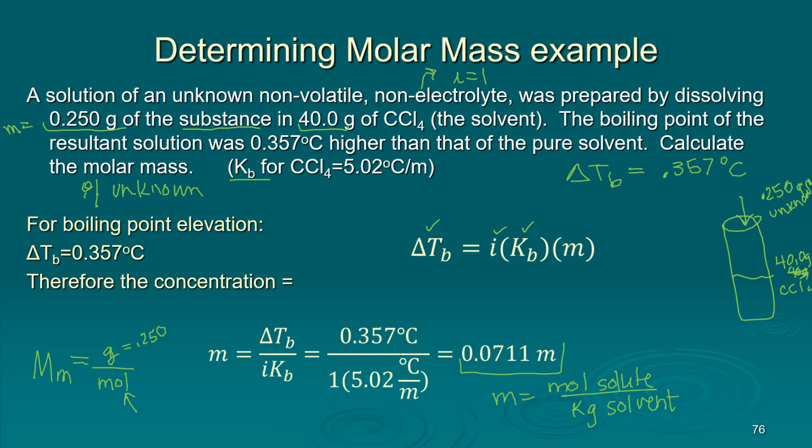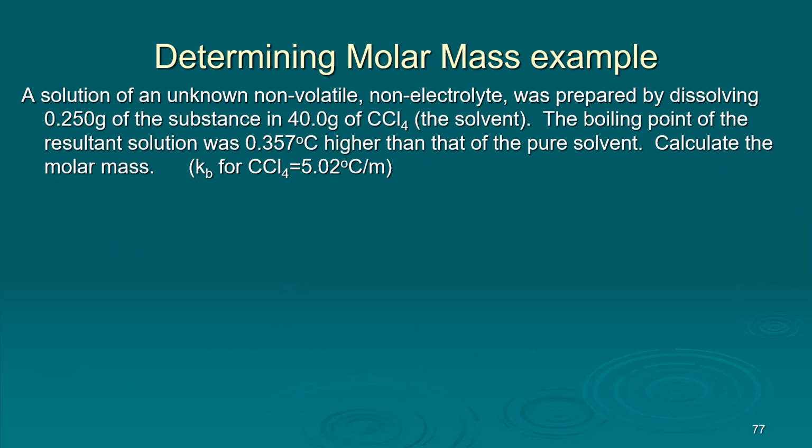We don't quite know the moles yet. We know how many moles we have per kilogram, but notice that we don't have a kilogram of solvent. We only have 40 grams of solvent. So we have to do one more calculation to find out how many moles of solute we have. We have to take into account this 40 grams of solvent. So that's the next thing.